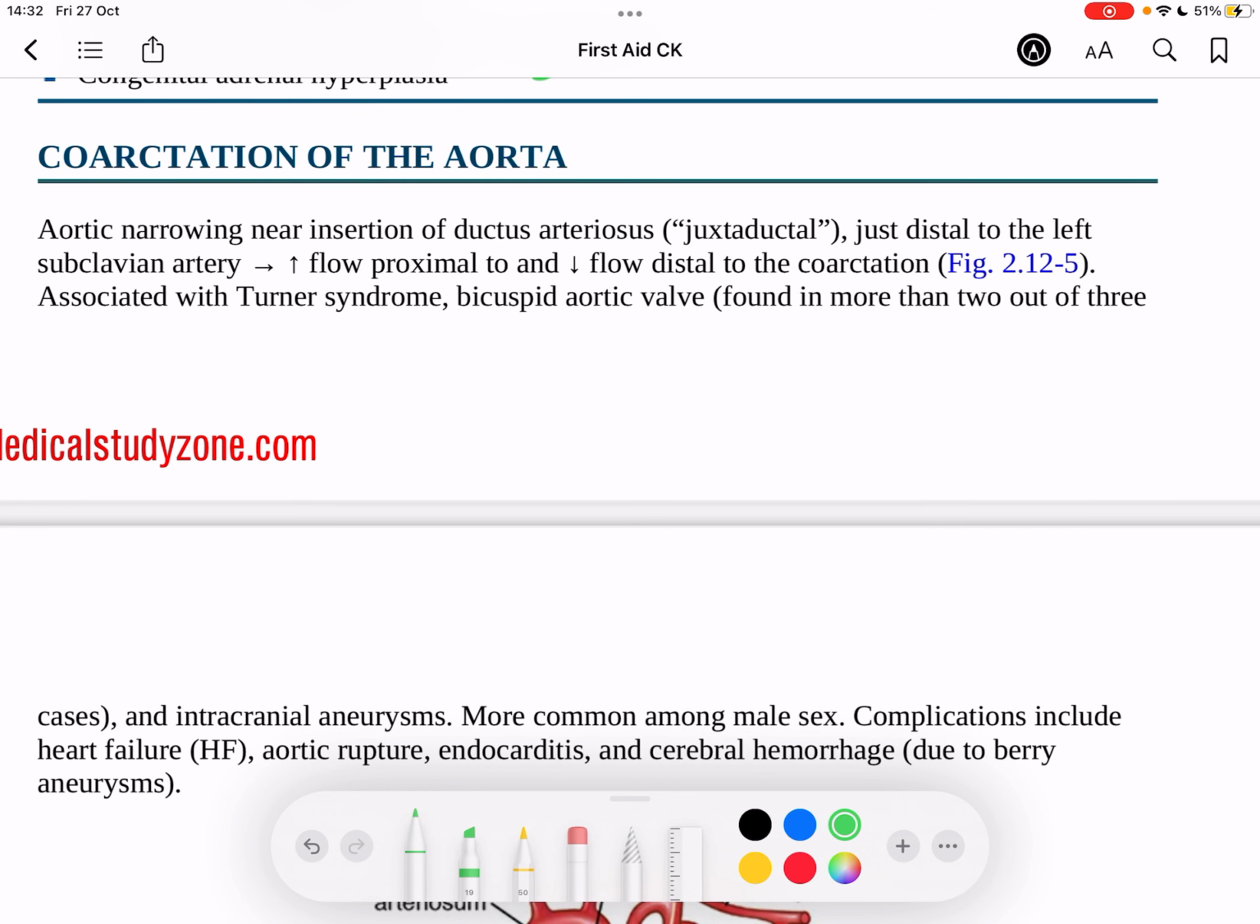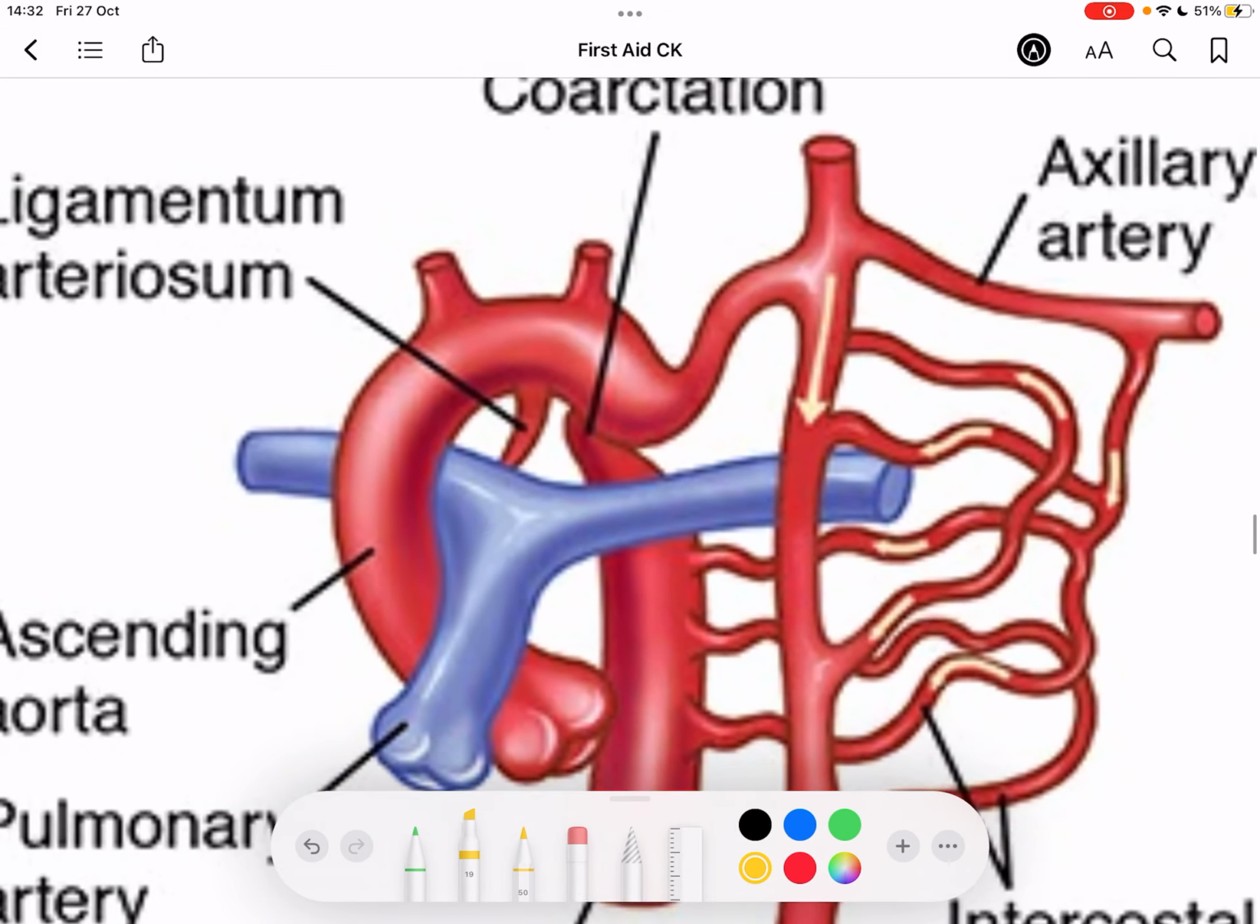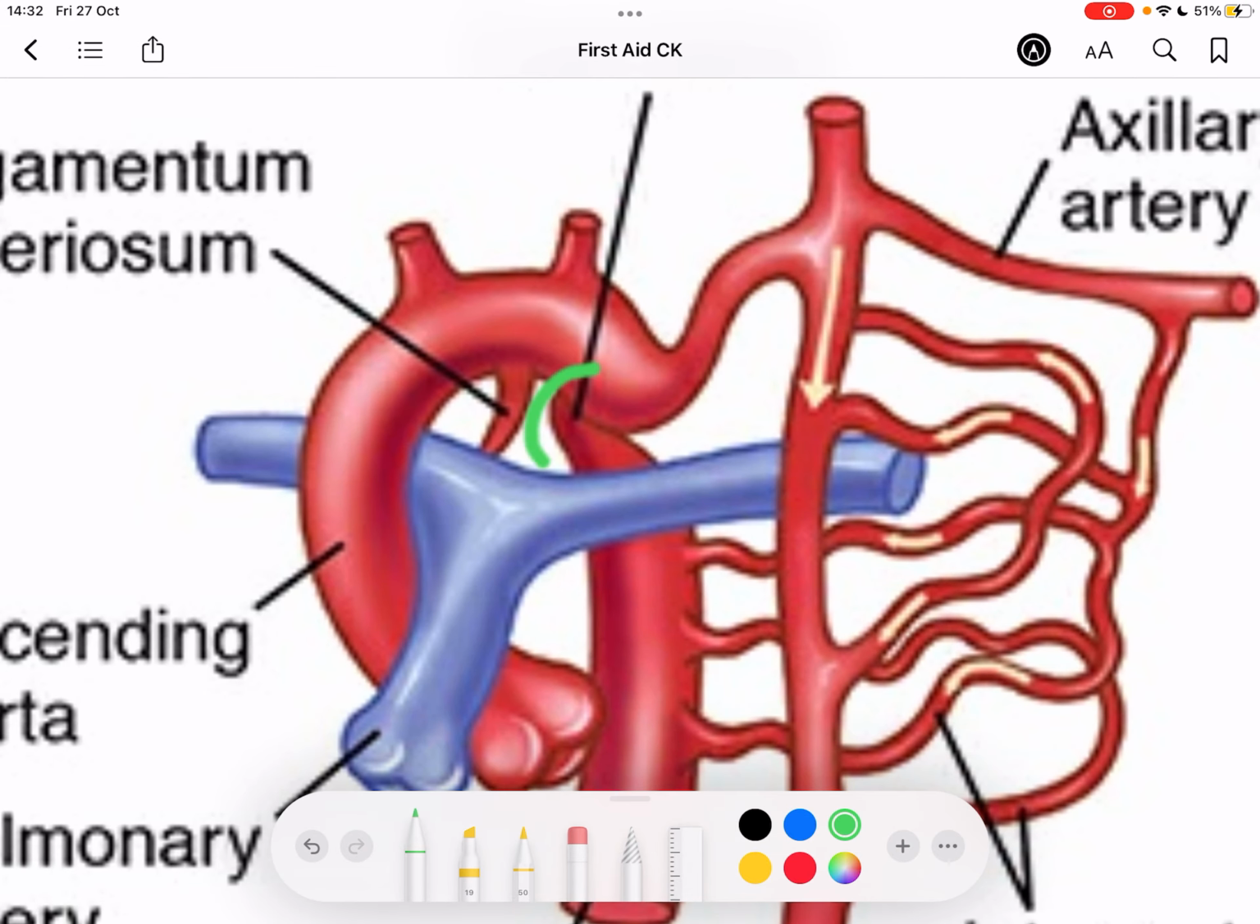And this, in theory, is a very easy disease, but it's actually more complicated than one thinks. So coarctation of the aorta is an aortic narrowing, usually near the insertion of the ductus arteriosus. We call it a juxtaductal coarctation. Okay. We can have one of two variations of this. We can have it after the ductus arteriosus, but we can also have it before the ductus arteriosus.